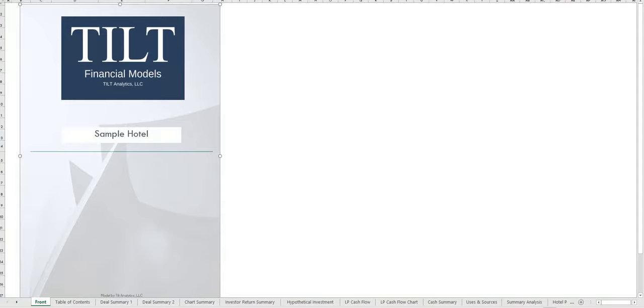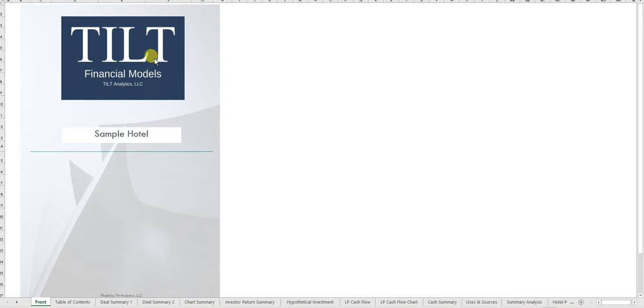We're going to look at the hotel acquisition model from Tilt Analytics. First we will look at the output sheets, then the input sheet. My goal here in building the tool was to have output sheets that are professional and convey a strong message for raising capital. And on the input side, I wanted things organized.